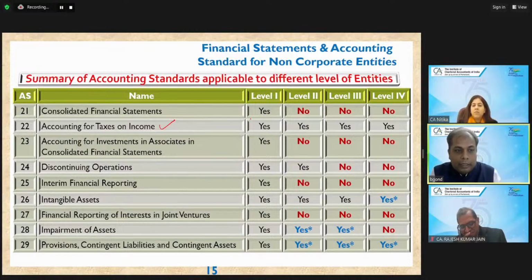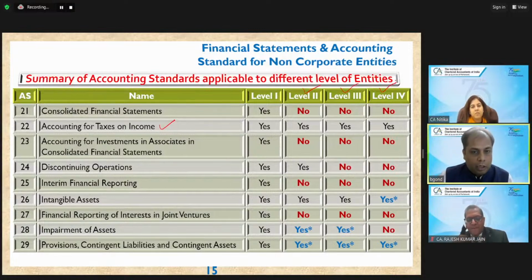Now, coming to Accounting Standard 22, taxes on income. There are certain classifications and timing differences, as a result of which you have deferred tax, or you have to provide for the income tax. So the accrual principle would apply even for a proprietor once it falls under level 2, level 3 and level 4. Level 1 would not be applied because it is for different entities.